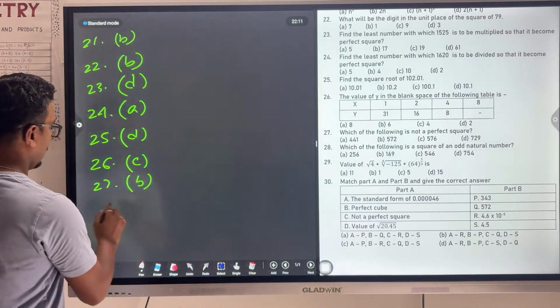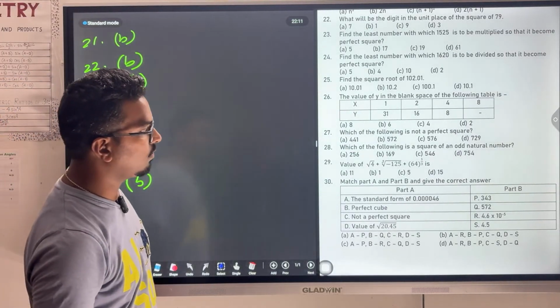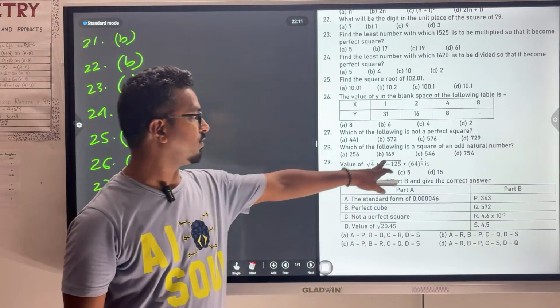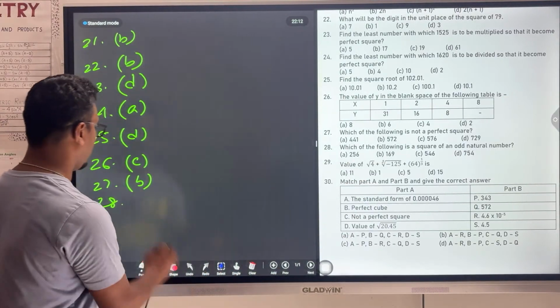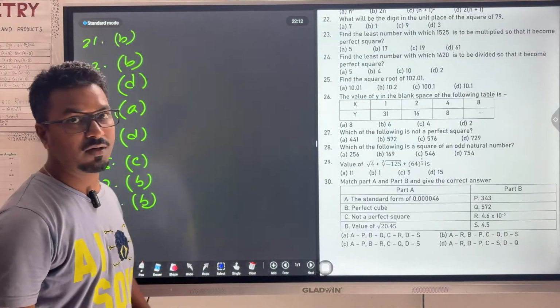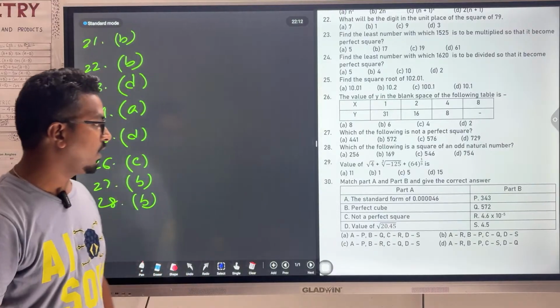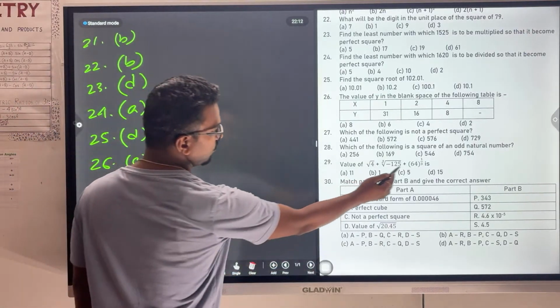পারফেক্ট স্কয়ার. কোশ্চেন নাম্বার 28 হুইচ অফ দ্য ফলোইং ইজ এ স্কয়ার অফ অ্যান অড নাম্বার, স্কয়ার অফ অড নাম্বার. এইটো কোশ্চেন রিপিট হৈ গ'ল আকৌ. এইটো কি হ'ব অপশ্যন বি. 13 এর স্কয়ার কি হয় 169 তো 13 ইজ এন অড নাম্বার সো দিস ইজ এন স্কয়ার অফ অড নাম্বার. নেক্সট এইটো প্রি ফাইনালৰ কোশ্চেন আছে.